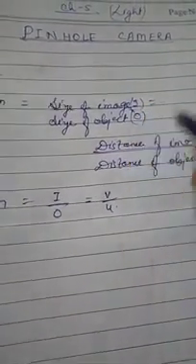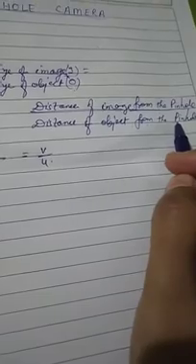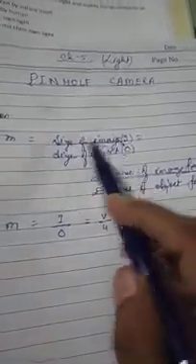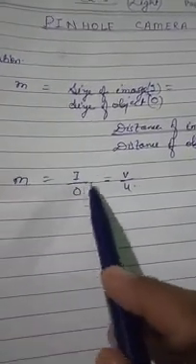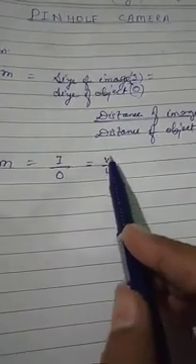It is also known as I, image size, and O for object size, which is also equal to the distance of image from the pinhole by the distance of object from the pinhole. This is equal to this and this is equal to this. Magnification is equal to this also and this also: distance of image and distance of object as well as size of image and size of object. Symbolically it can be written as M is equal to image by object, or distance of image by distance of object, denoted by small v and small u.